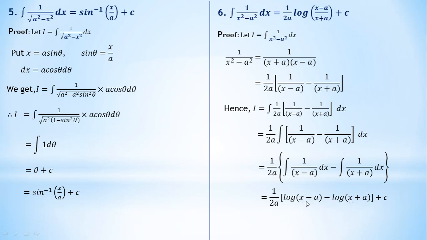Now use the logarithmic rule here. Log x minus log y means log of x upon y, and hence by that we get 1 upon 2a log of x minus a upon x plus a plus constant. So in this result we have to express 1 upon x square minus a square algebraically in this form, and after getting this form you can easily evaluate the integration. Okay, so remember this result.